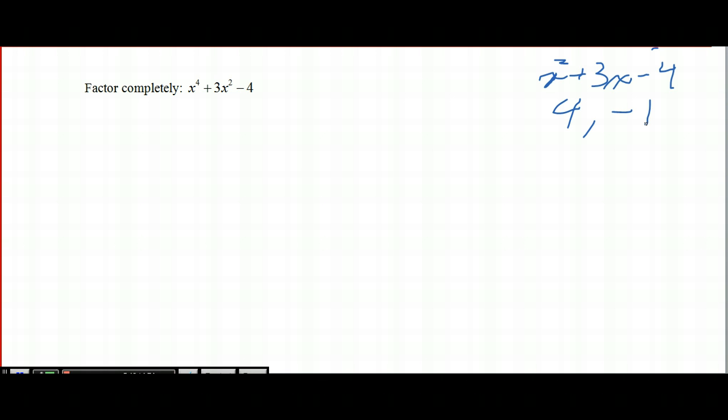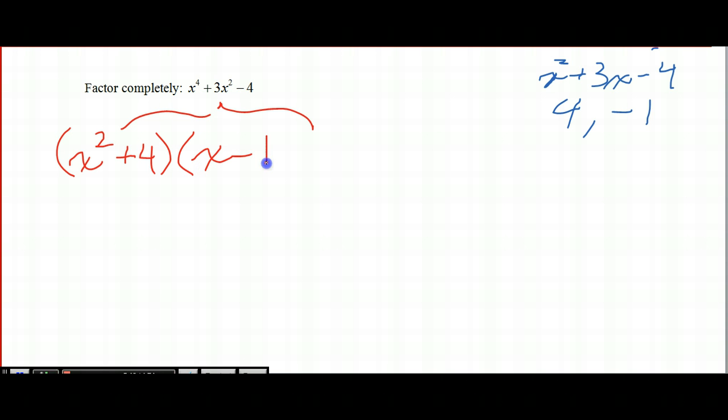So we could do the same thing here. Only difference is this is going to result in x squared plus 4 times x minus 1.